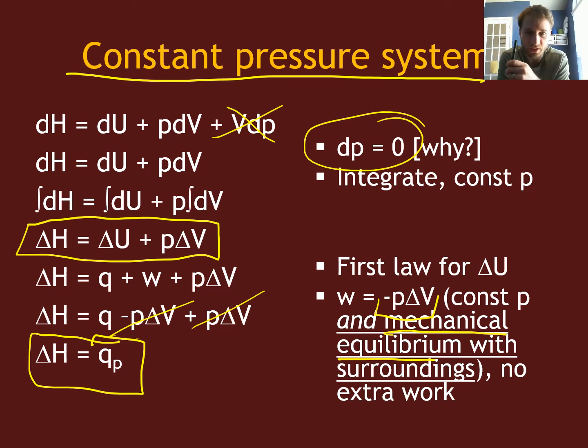Think of this like heating a balloon. When you heat a balloon, its volume expands, but its pressure remains constant and is the same as the external pressure, typically 1 atmosphere. So heating and cooling a balloon is an example of a constant pressure expansion or compression, where I'm always in mechanical equilibrium with the surroundings. In those cases, delta H is equal to Q sub P.